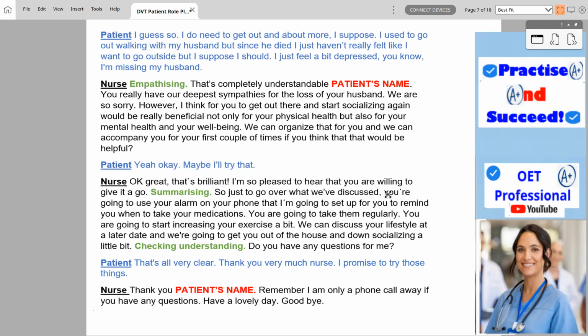So just to go over what we've discussed, you're going to use your alarm on your phone that I'm going to set up for you to remind you when to take your medications. You're going to take them regularly. You're going to start increasing your exercise a bit. We can discuss your lifestyle at a later date, and we're going to get you out of the house and socializing a little bit. Do you have any questions for me? That's all very clear. Thank you very much, nurse. I promise to try those things. Thank you, Mrs. Murphy. Remember, I'm only a phone call away if you have any questions. Have a lovely day. Goodbye.